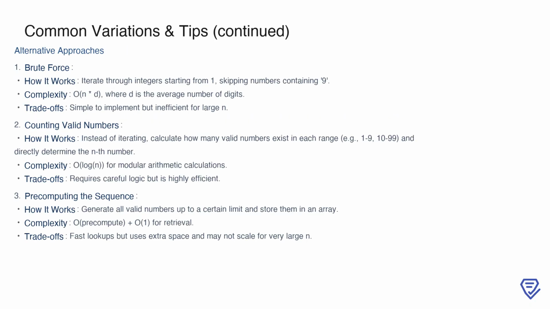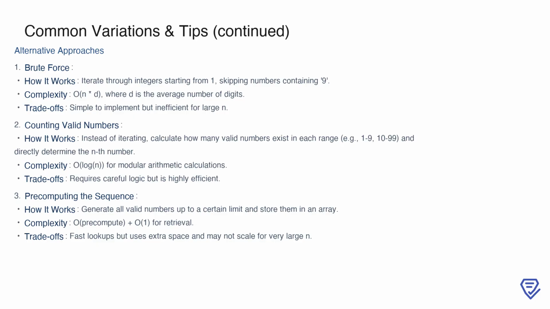There are several approaches you can take to solve this problem, each with its own trade-offs. The brute force approach involves iterating through integers starting from 1 and skipping those containing the digit 9. While simple to implement, it's inefficient for large values of n due to its O(n*d) complexity, where d is the average number of digits.